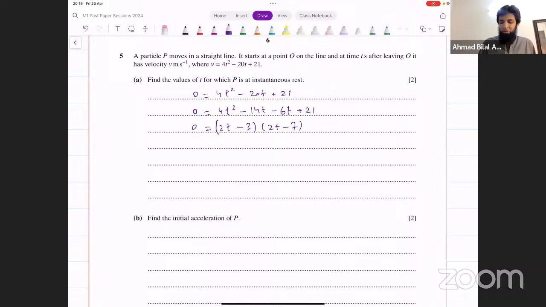Right? You get two possible values of t from that. t equals 3 over 2 or t equals 7 over 2. That's what we were looking for. These are two possible values of t when the particle is at instantaneous rest.